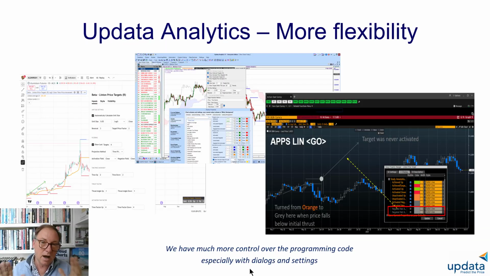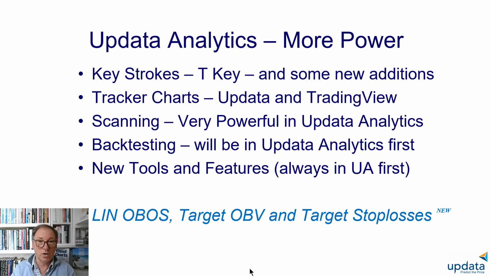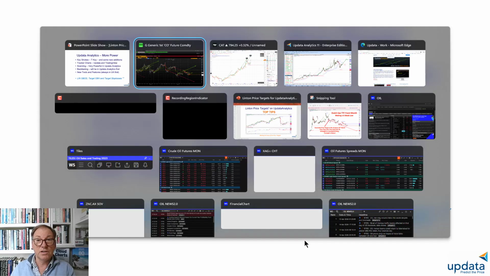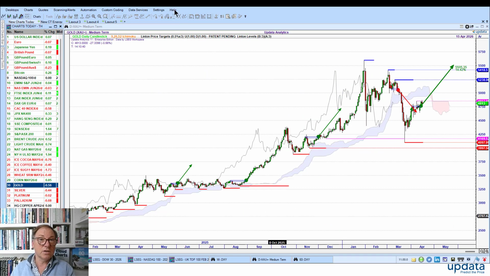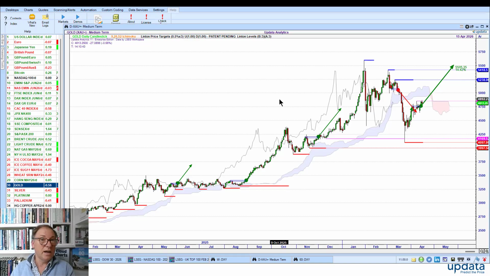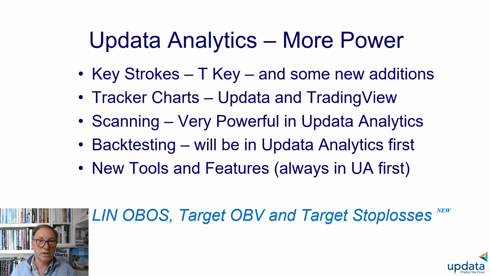So they are by far and away the best and more flexible, and being developed first and foremost in Updata, with the other platforms then catching up. And today I'm going to show you some of these new powerful features that you can run in Updata in the new version. And so when you go to Updata, do just check for updates. You can go here in the help menu and check for updates and get the latest release version that will have these features.